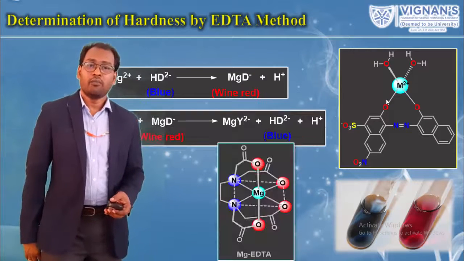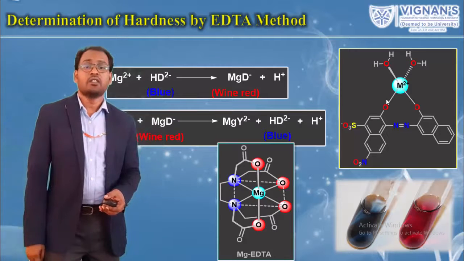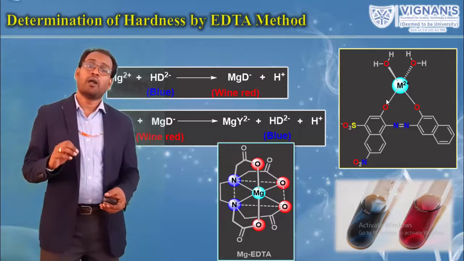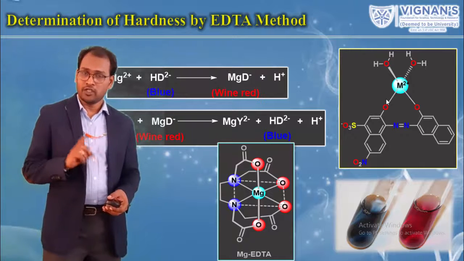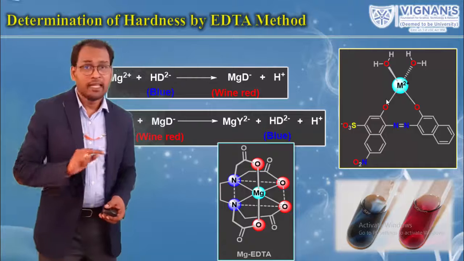So we will go one by one with the procedure, and then it becomes easier for you. The chemicals required for this estimation are, first, 0.01 molar of standard disodium EDTA salt. Second, you need Eriochrome Black T, which is nothing but your indicator.